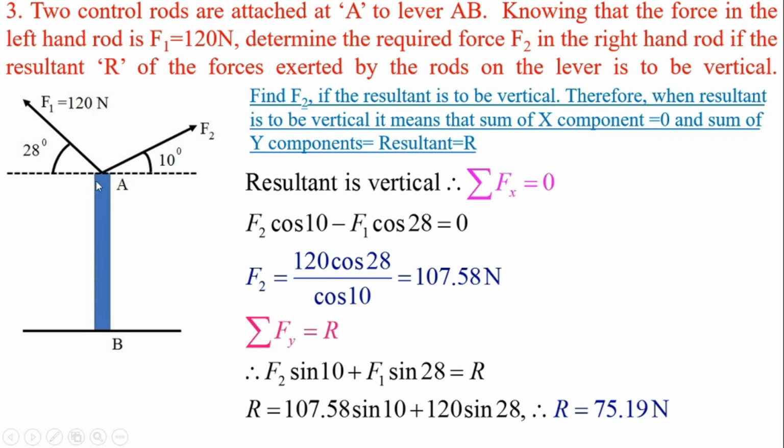This is lever AB. On this lever forces are acting. Knowing that force in the left rod is F1, so this is the force in the left rod, F1, 120 Newton. Determine the required force F2 in the right hand rod if the resultant of the forces exerted by the rods on the lever is to be vertical. So, figure is given. This is F1, 120 Newton, this is F2 which is not given, which we have to determine. Angle made by each force with x axis is given, and the condition is given.